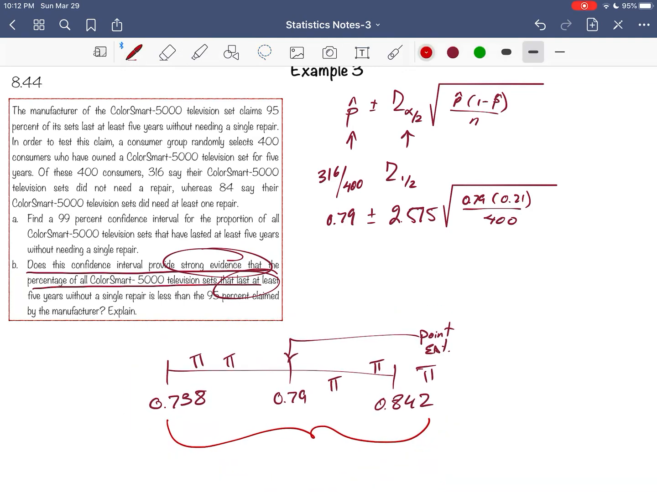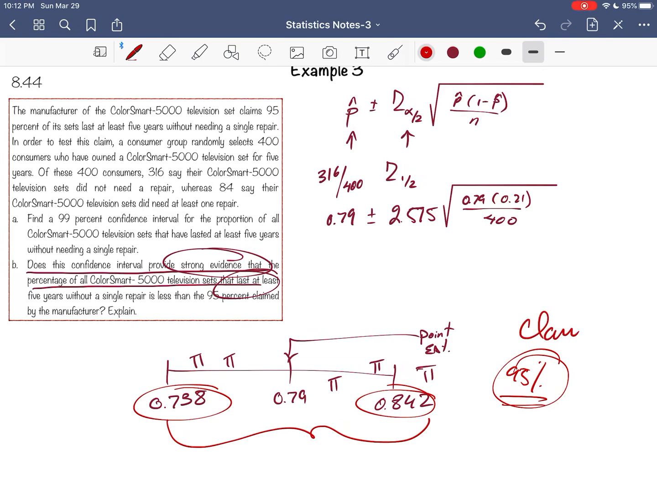It is somewhere here. So it's telling us that the true population proportion is somewhere between 74 and 84%, nowhere near the 95% that the claim makes. So yeah, actually there's strong evidence that the claim is incorrect because it falls very far outside the interval.